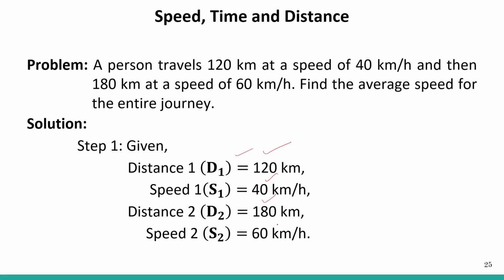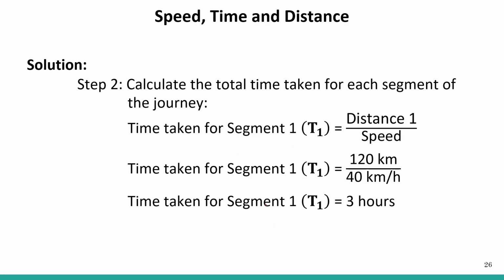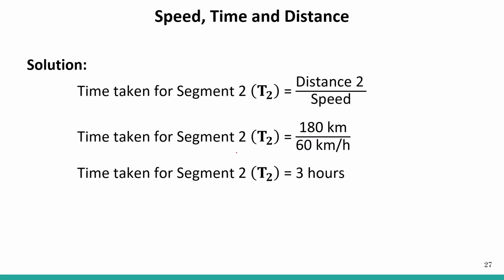To calculate the total time taken for each segment of the journey, time taken for segment 1, t1, is equal to distance 1 by speed 1. So t1 is equal to 120 by 40, which is equal to 3 hours. For segment 2, the time taken will be t2, that is distance 2 by speed 2. So the time taken for segment 2 will be 180 by 60, which is equal to 3 hours.